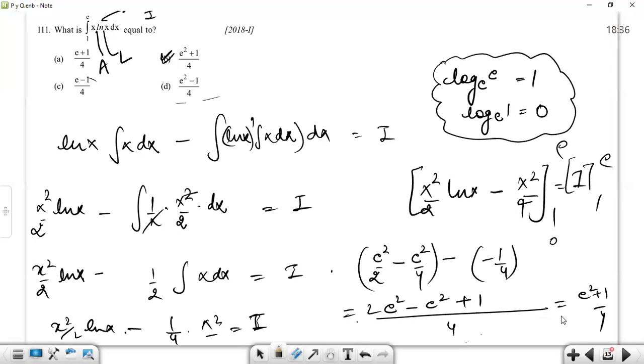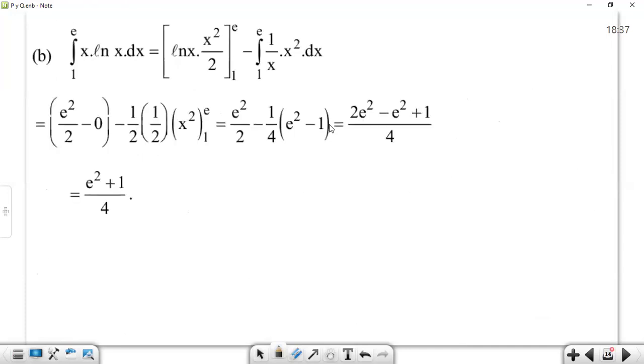So is this clear, everyone? Yes, sir. The concept of the question: first we are simply solving for the integration. Thereafter we are applying limits.